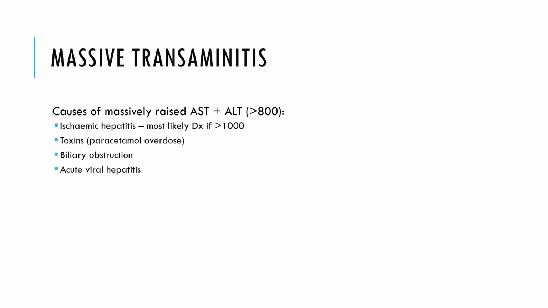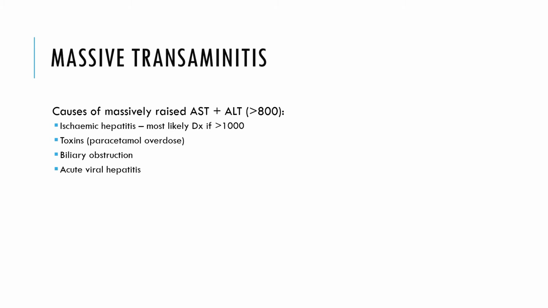A specific example of hepatitic pattern is massive transaminitis. Transaminitis refers to a rise in the transaminases, so ALT and AST, and massive transaminitis generally refers to values of greater than 800. This narrows down our differential to these four main things: ischemic hepatitis, where there's reduced blood flow to the liver, either due to systemic shock or a local pathology; toxins, in particular paracetamol, and notably this doesn't mean alcohol.